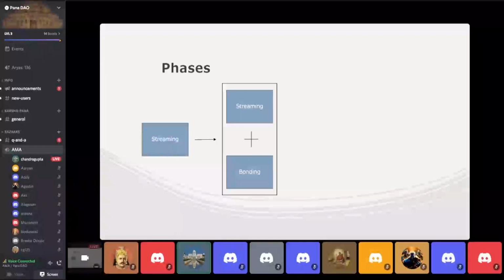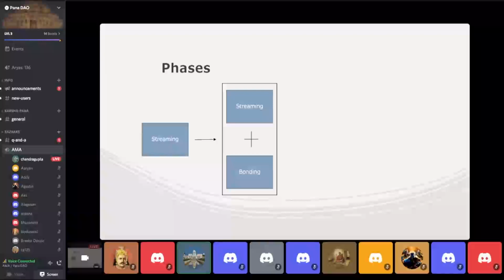One thing to note here is that since there's a mix of two phases in the second phase, where we are streaming as well as bonding, I'd like to point out that streaming is going to roll out Pana, whereas bonding is going to roll out Karsha. If you've already gone through the GitBook, you also already know that Karsha is nothing but wrapped staked Pana, which is earning rebase rewards behind the scenes in terms of Pana. Also, Karsha is a governance token. If a community member holds Karsha token, they would be able to participate in governance decisions and also vote on them. So that is one major difference between streaming and bonding, where streaming can give you Pana, but bonding will give you Karsha.